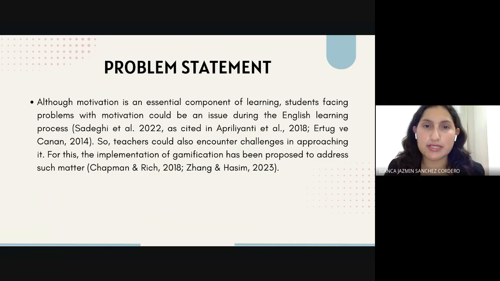And despite motivation being an essential component of learning, students still face problems with motivation, and this could be an issue during their English learning process. Also, teachers might encounter challenges in approaching this, so the implementation of gamification has been proposed to address such matters.